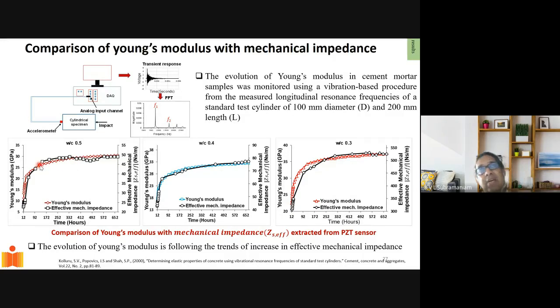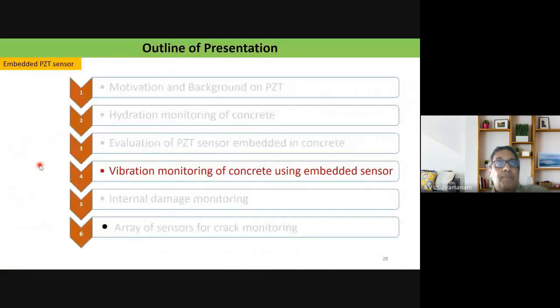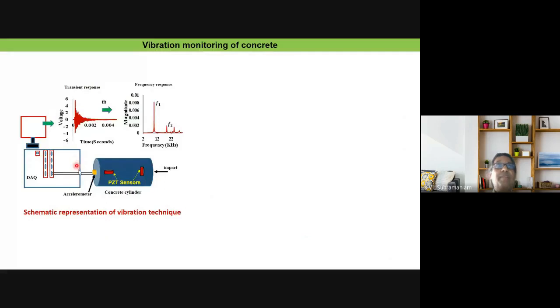So basically now we have a local sensor which gives us an idea of the change in stiffness of the concrete material from a sensor that is sitting inside the concrete. Next thing is to look at vibration measurement. So now that I have this PZT sensor sitting in concrete, and the concrete is hardened, is it possible to use these to pick up vibration signatures?